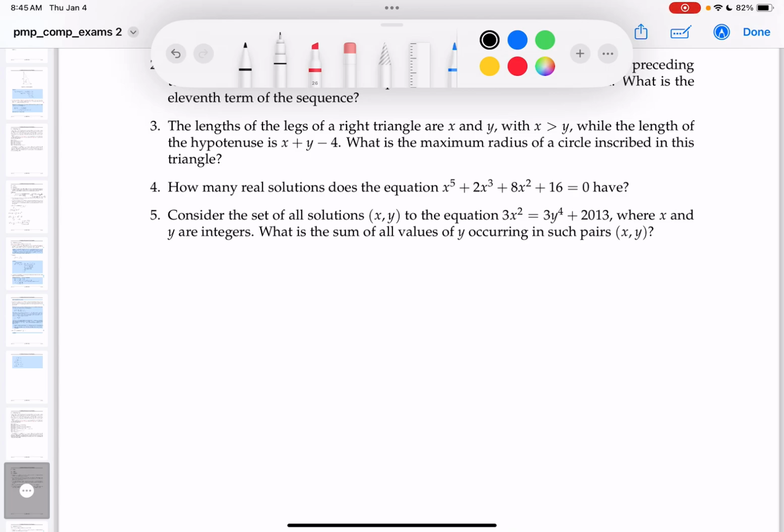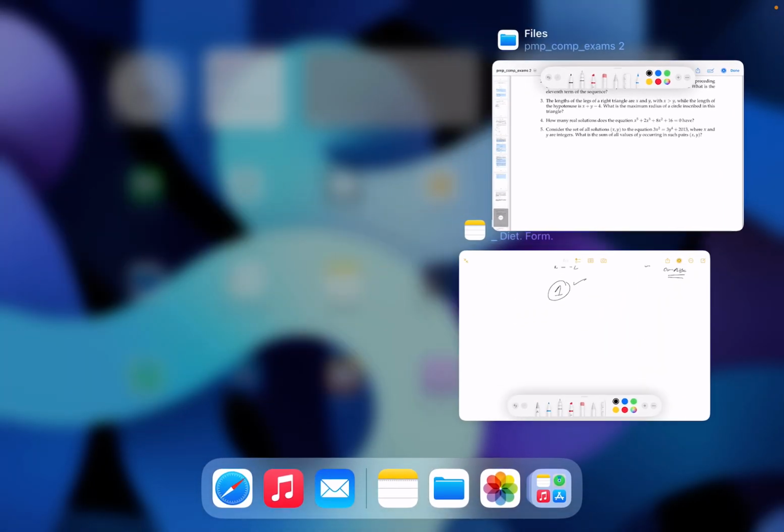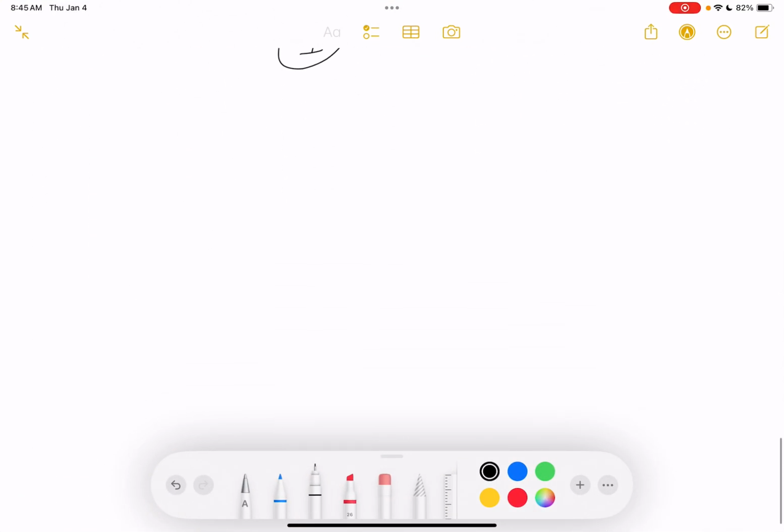Okay, for number 5, it says consider the set of all solutions x, y for this equation over here. By the way, there's an infinite number of solutions to that problem, right? But it goes on to say where x and y are integers. It says, what is the sum of all values of y occurring in such pairs? I'm going to go to the whiteboard, make some attempt to solve this problem.